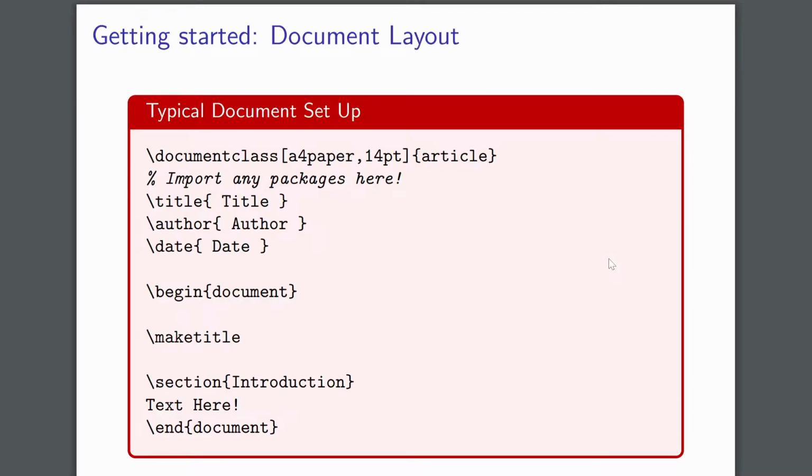Awesome. So pretty much our first LaTeX document, this is what you can write. So what we have here is document class, A4 paper, 14-point article. We're specifying the title, author, and date. We're beginning the document. We have make title. We have a section and then text here.